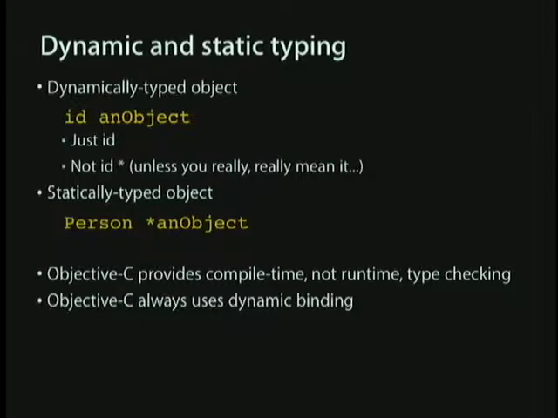It's also important to note that you usually want to deal with these just as ID, not as ID star. Most of the time when you're creating a variable on the stack for a particular class, like a string variable, you'd write NSString star and then the variable name, because it's actually a pointer to an NSString. An ID is implicitly a pointer, so it doesn't need the star. If you put the star there, it's going to end up being a pointer to a pointer. So you probably don't want the star unless you really, really mean that.